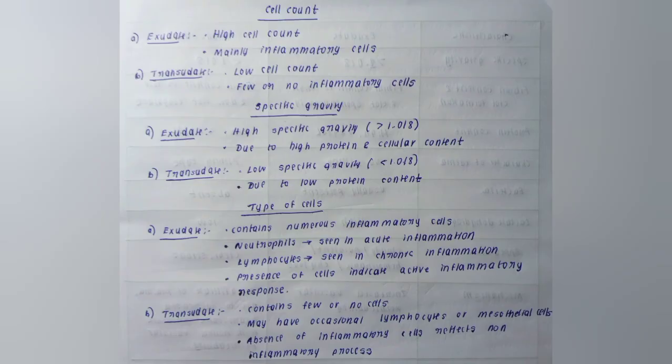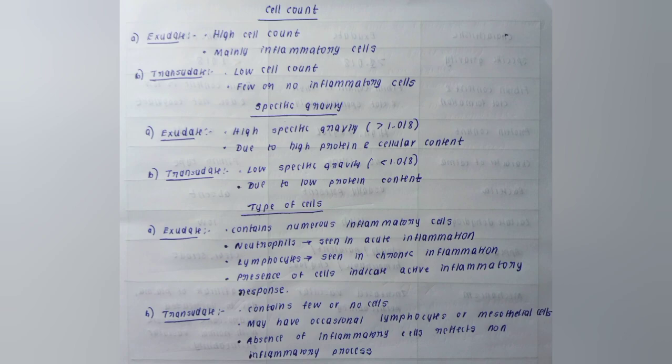So exudate has high specific gravity because of high protein content, and transudate has low specific gravity due to low protein content, and the line of demarcation, or value of demarcation, here is 1.018. So exudate has greater than 1.018, whereas transudate has less than 1.018.